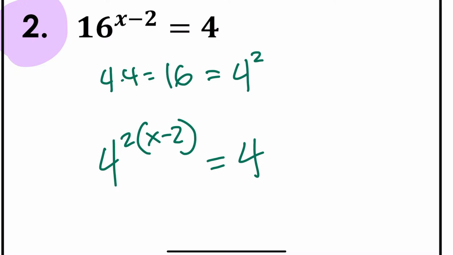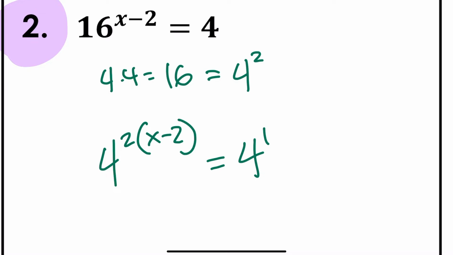Okay, one small thing here is that this 4 does not have an exponent on it. So whenever you see that, there's an invisible 1 as your exponent. So I'm just going to write that in there just so we could see it.